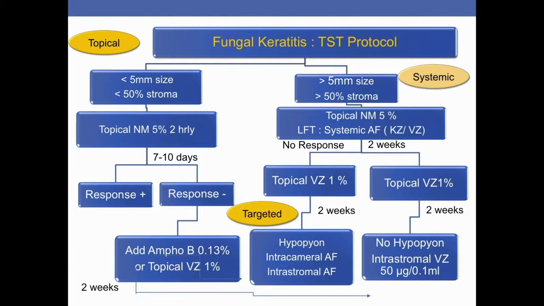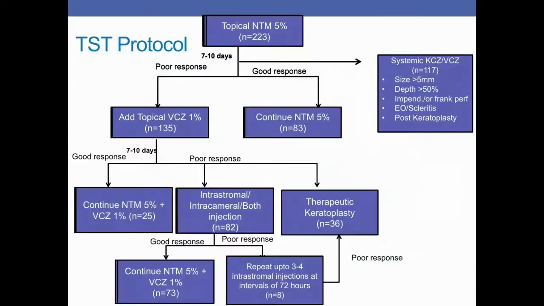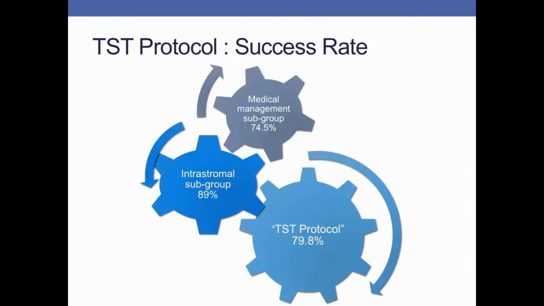And if there is no response after 4 weeks, we give intracameral or intrastromal injections or both, depending upon where the exudates are. So this basically is a comprehensive protocol which covers all grades and severity of fungal keratitis. And this was on the basis of the more than 200 cases that we evaluated in a prospective study done at our center. If we look at the success rate of the TST protocol, the overall success rate is almost 80%. With the intrastromal group, it is 89%. In the medical management alone, it is 74.5%.